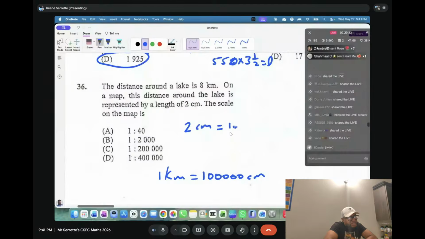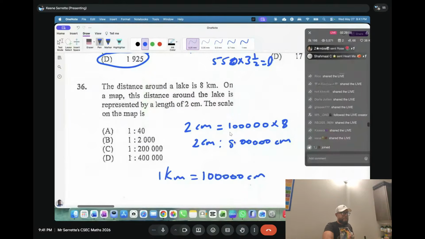So this will be 100,000 multiplied by 8, right? That'll be 800,000 centimeters. That's what 2 centimeters represent on the graph, right? So I'm going to put my ratio sign here instead of an equal sign. So you're breaking down a ratio just as you'll break down a normal fraction. So 2 into 8 would be 400,000. All right? D.